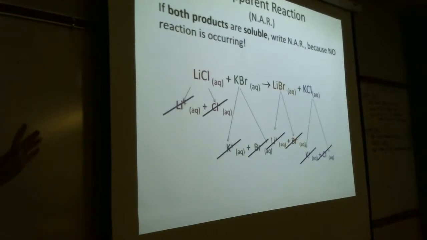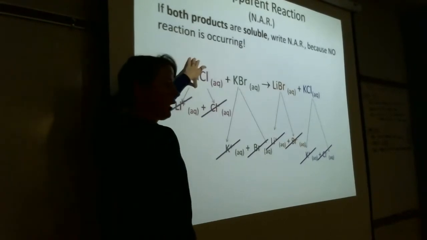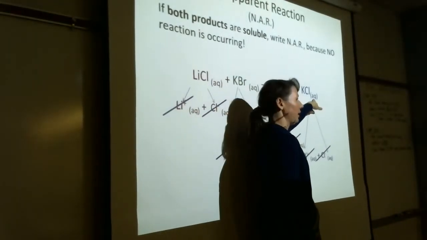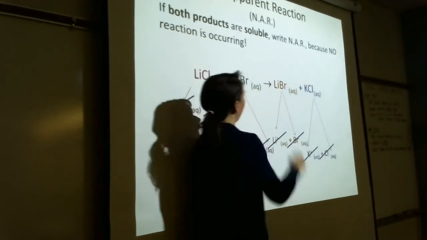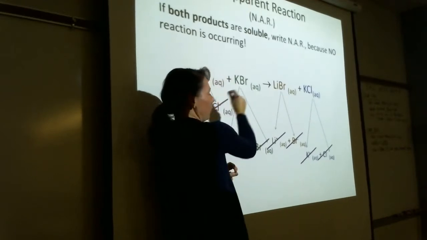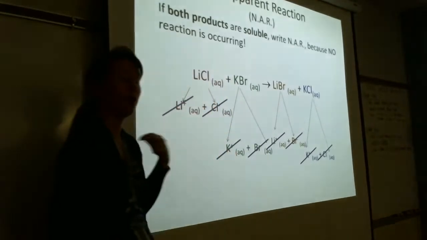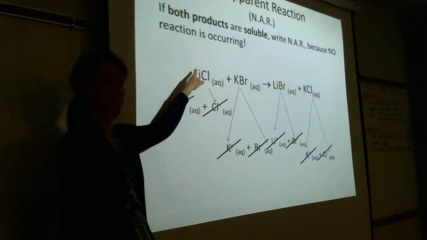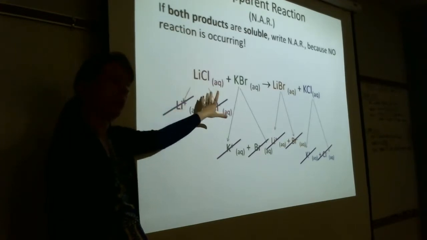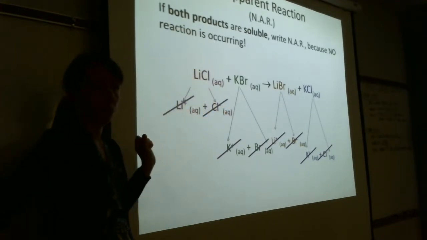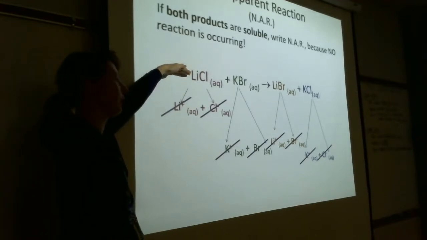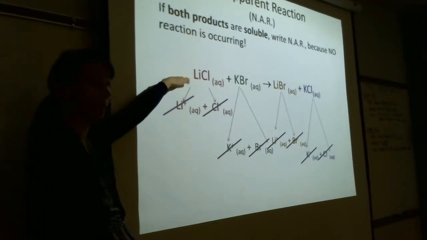So if you are writing your molecular equation and then you're looking at your products and you see, okay, this one's AQ and this one's AQ, you can stop right there and write no apparent reaction. And then make sure you put because both products are soluble. And I want to know that you understand why this is no apparent reaction, okay? I want to know that you understand the difference between a no apparent reaction versus a precipitate forming, okay? So if you stop right here and write no apparent reaction because both products are soluble, then I'm fine.